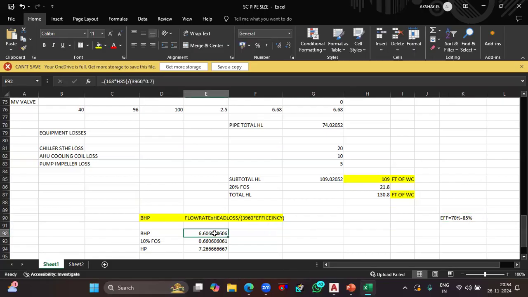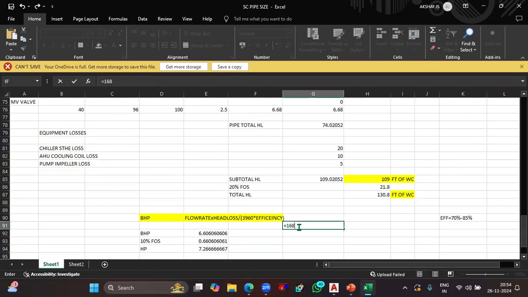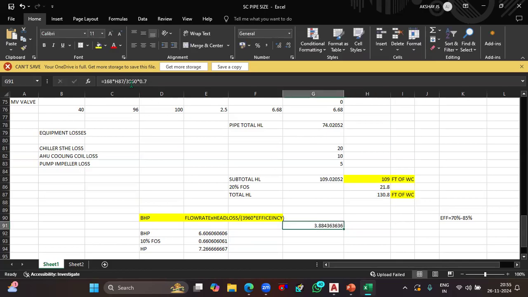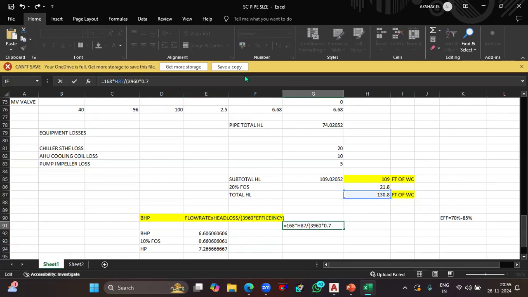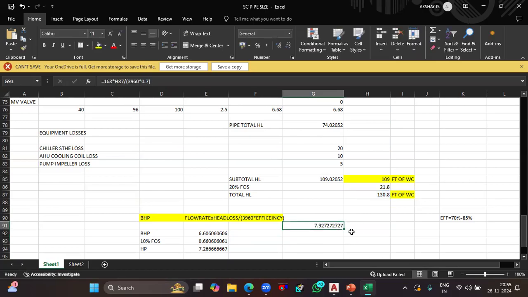Now we can see I got the BHP value. So what I'm trying to say right here: 168 GPM into total head loss, which is 130, divided by 3960 into efficiency 0.7. Let me put in those brackets, otherwise it will change. Okay, now you can see the HP that we got is around 7.9, isn't it? How much did we get? 7.92.